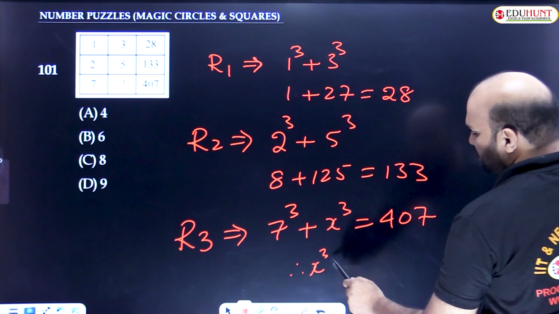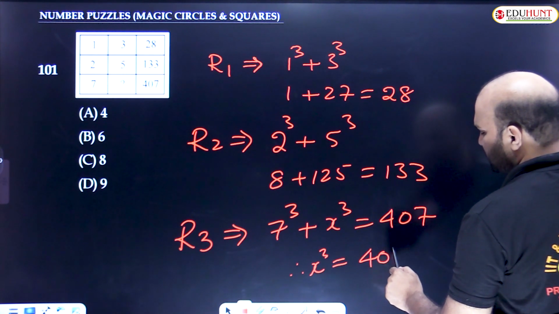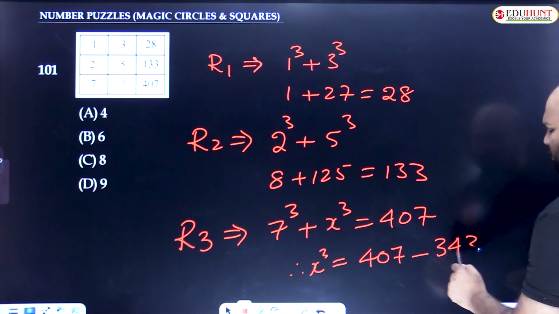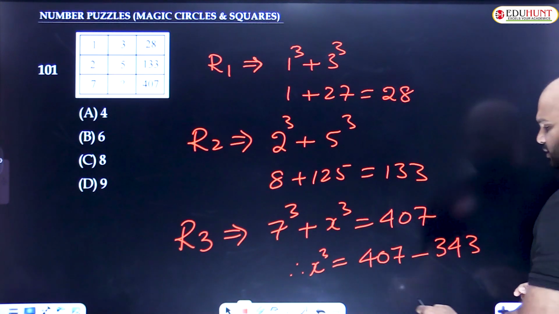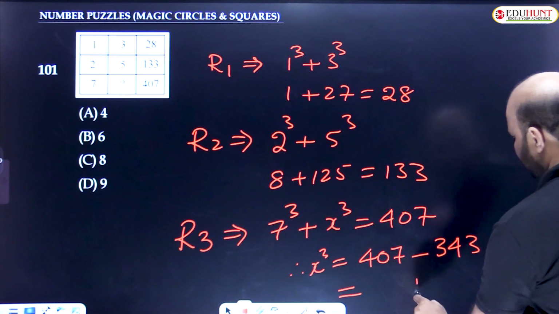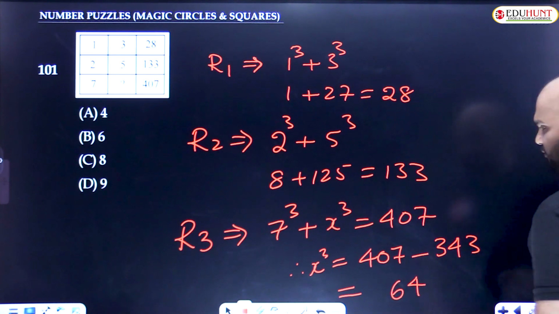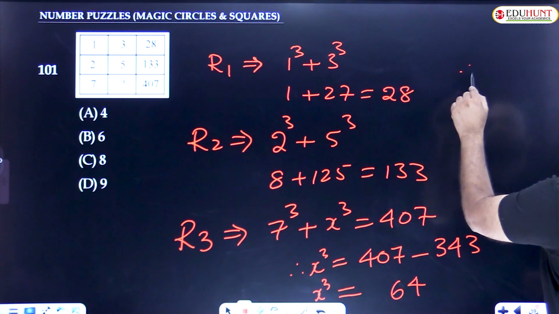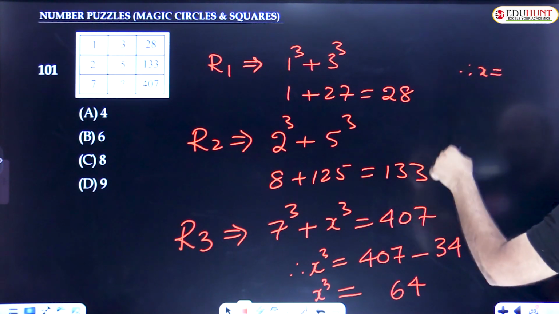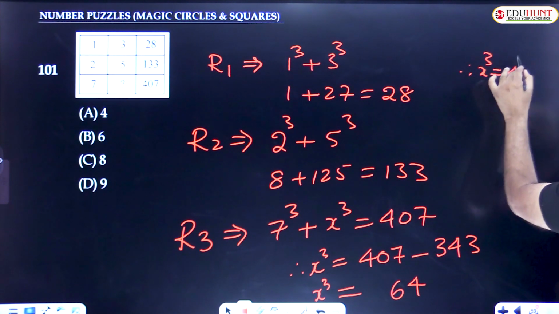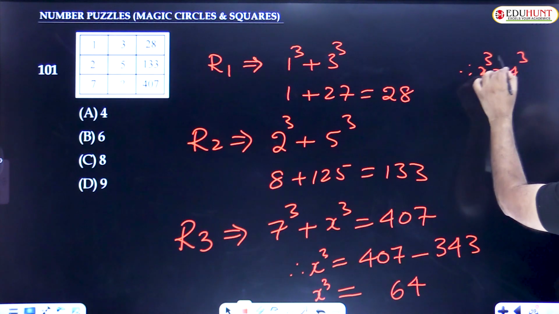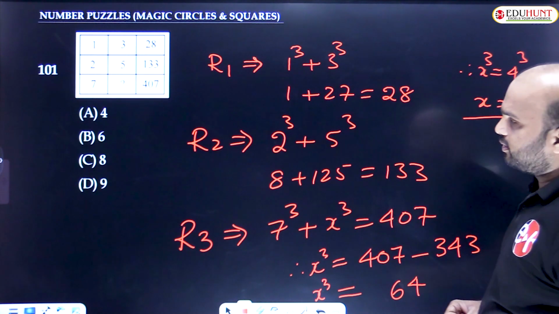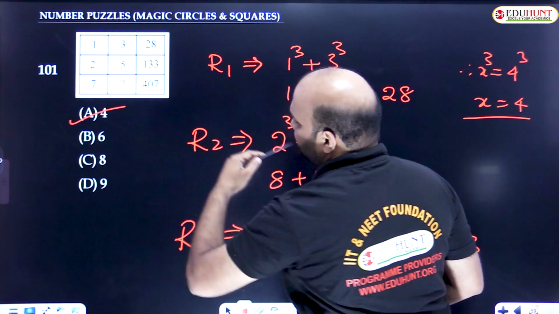So actually 407 minus 7 cube, whose value is 343. 343 goes to the right side, it becomes minus 343. What is the difference? 64. So x cube equals 64, therefore x equals the cube root of 64. 64 can be written as 4 cube. x cube equals 4 cube. When powers are equal, the bases are equal. x equals 4. Clear? Option A is the required answer.